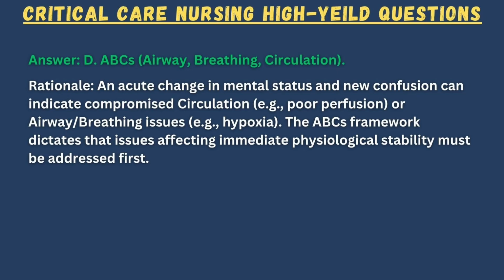Rationale: an acute change in mental status and new confusion can indicate compromised circulation, e.g., poor perfusion, or airway or breathing issues, e.g., hypoxia. The ABCs framework dictates that issues affecting immediate physiological stability must be addressed first.